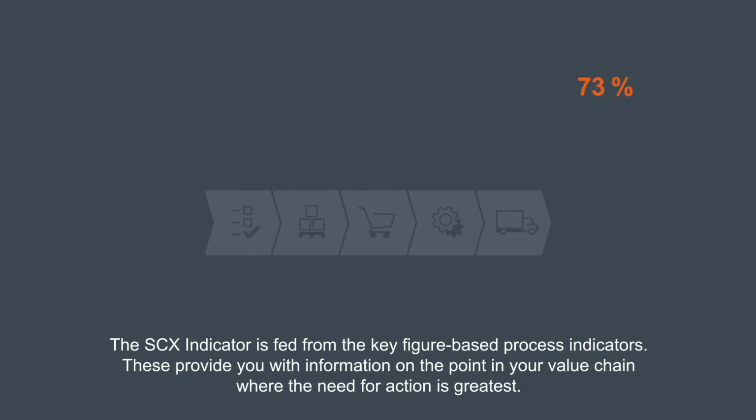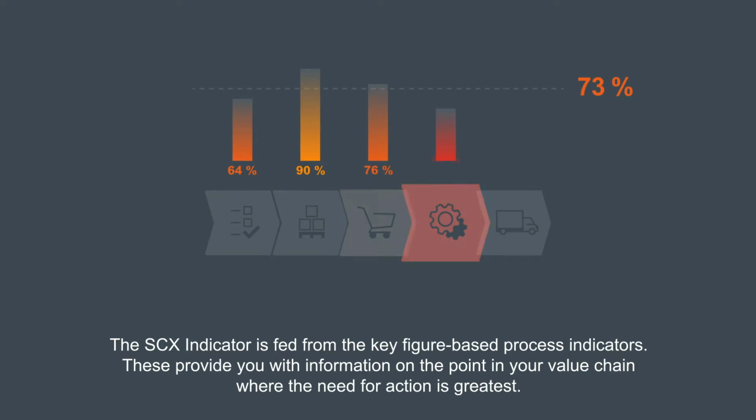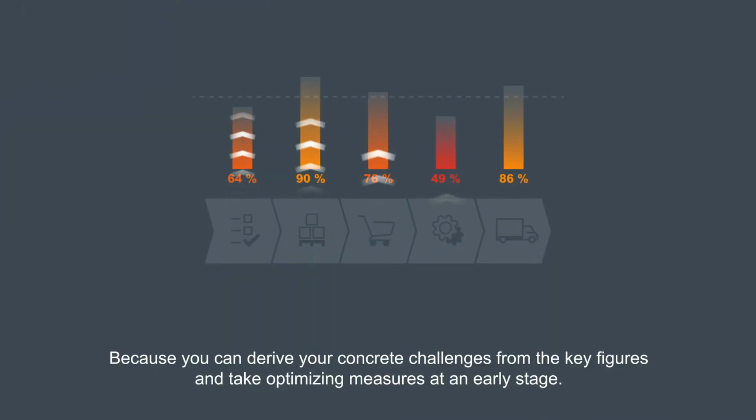The SCX indicator is fed from the key figure-based process indicators. These provide you with information on the point in your value chain where the need of action is greatest. What for? Because you can derive your concrete challenges from the key figures and take optimizing measures at an early stage.